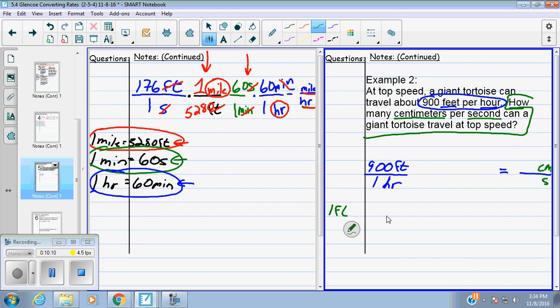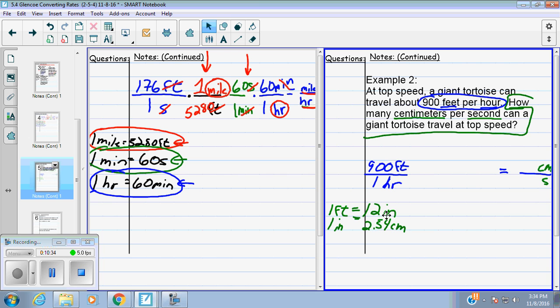And then we have to convert 1 inch, which equals 2.54 centimeters. And these are all coming from that conversion chart. So that's going to get us feet to inches and then inches to centimeters. That'll work.